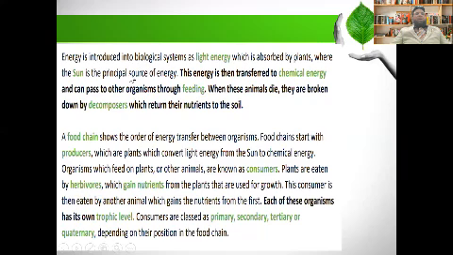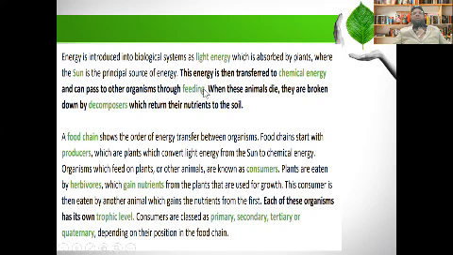Here you can see, you know that whatever energy we are getting is solar energy, in the form of light energy and heat energy. So see, energy is introduced in a biological system as light energy, which is absorbed by plants, where the sun is the principal source of energy. So the sun is the main source of energy. This energy is then transferred to chemical energy and can pass to other organisms through feeding.